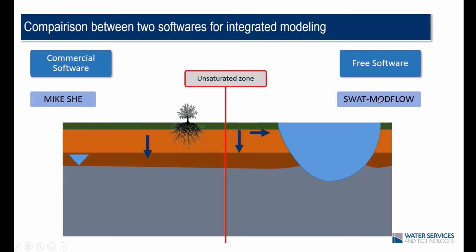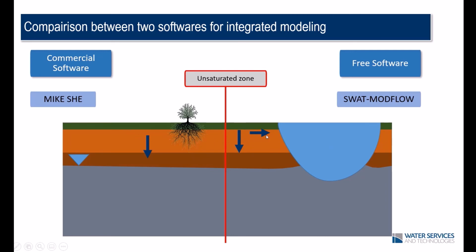While in the SWAT-MODFLOW, in the root zone, it considers both the vertical flow and the lateral flow. This lateral flow considers the water that goes straight to the stream. So the water infiltrates and goes straight through the streams. It doesn't go to the aquifer. In the layer between the root zone and the water table, SWAT-MODFLOW is the same as MIKE-SHE, only vertical flow here. That's a big difference between both models.